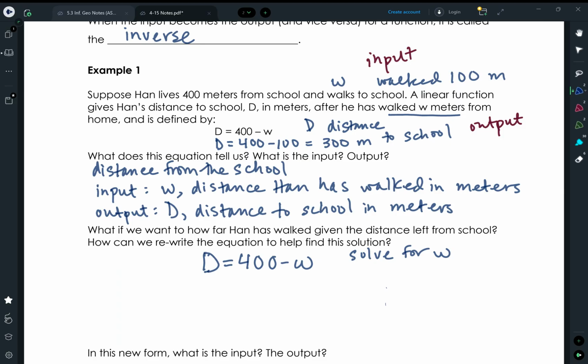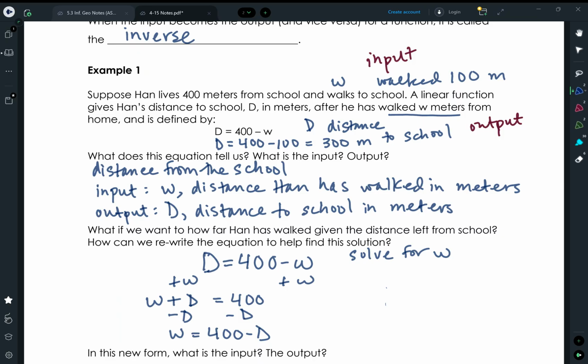The first thing I notice is that W is minus, so I'm going to add W on both sides. Then I have W plus D is equal to 400. I can't actually add the W and the D together. They're both variables, but I can write them on the same side and put a plus sign between them. Now I'm trying to get the W by itself, so I want the D to move over onto the other side of the equation. So I'm going to subtract D on both sides. Now my rearranged equation says that W is equal to 400 minus D. So this is my rearranged equation. I have solved for W.